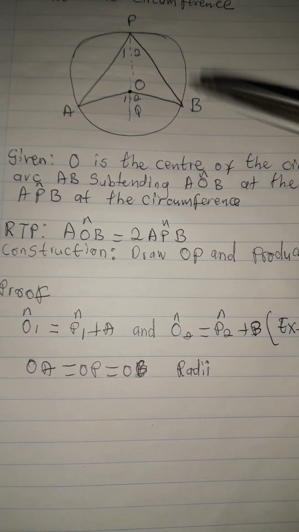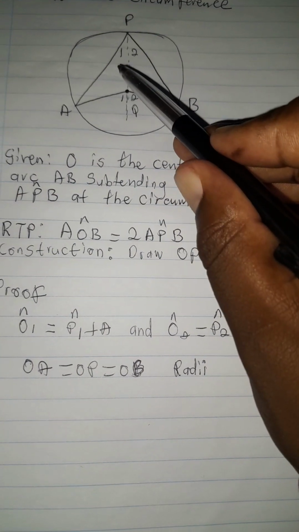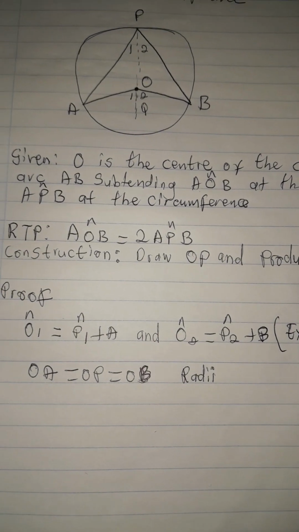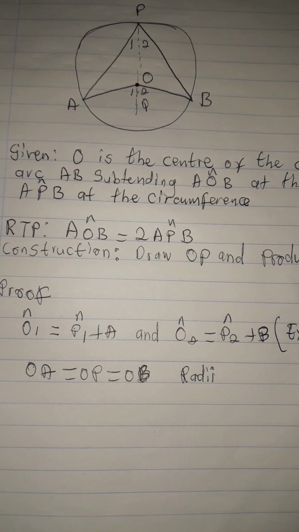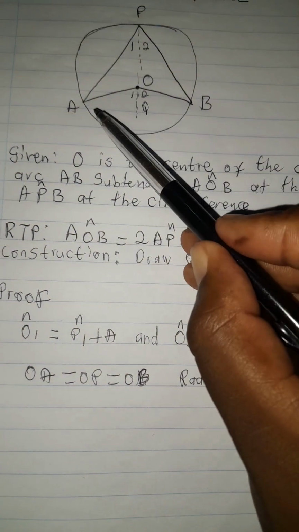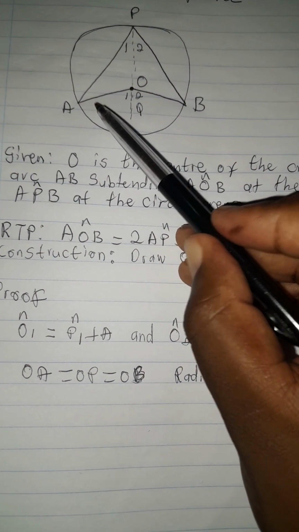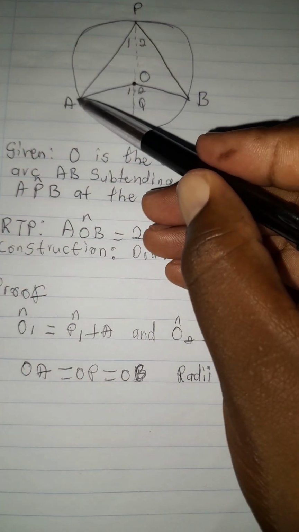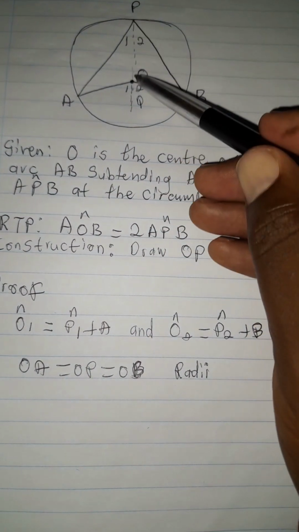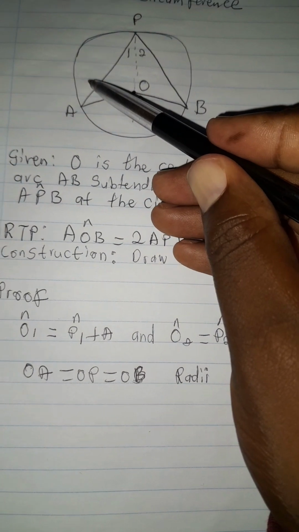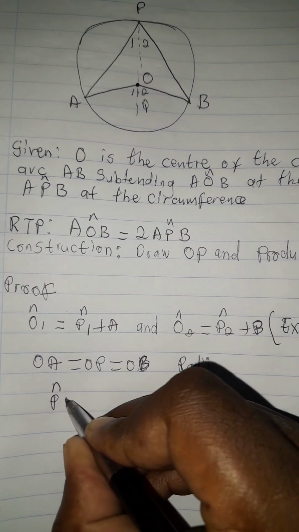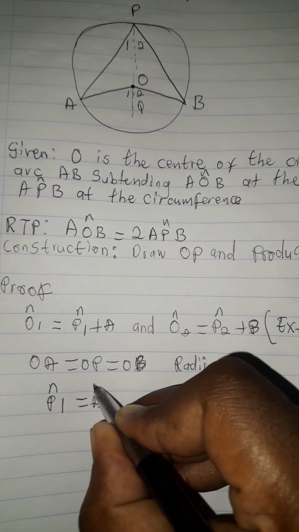We are not done. We can see that angle O1 is twice angle... No, before we go to the twice part, there's something we are forgetting to write here. What is that? We can see that angle P1 and angle A are equal. What is the reason? The reason will be angle opposite equal side. So we can see that it's an isosceles triangle, since OP and OA are equal. That makes angle P1 and angle A equal. So we are going to say angle P1 is equal to angle A, right?